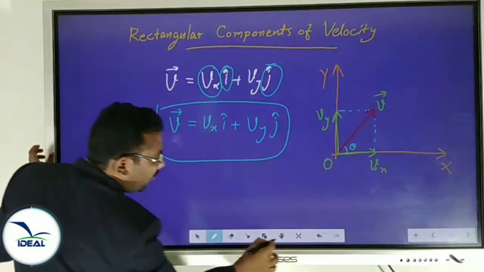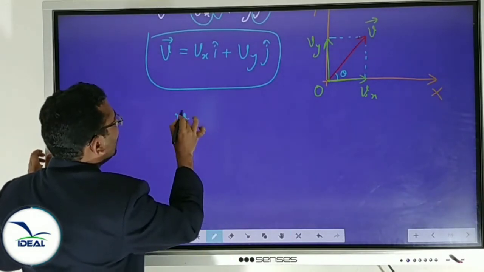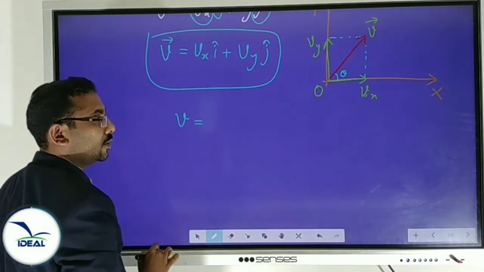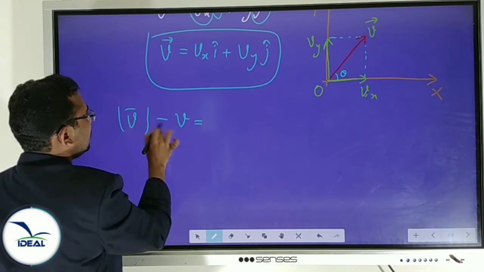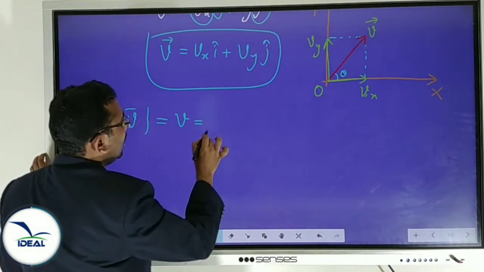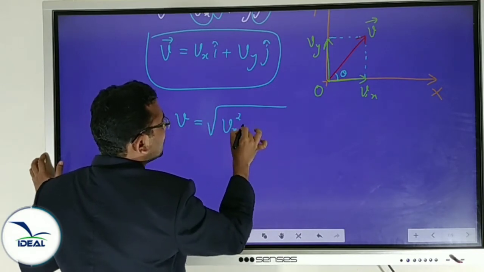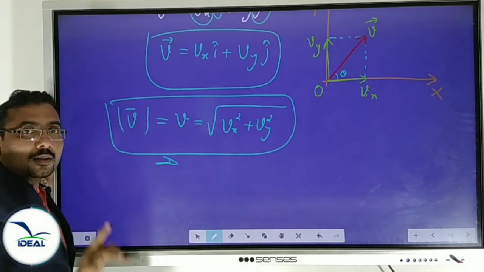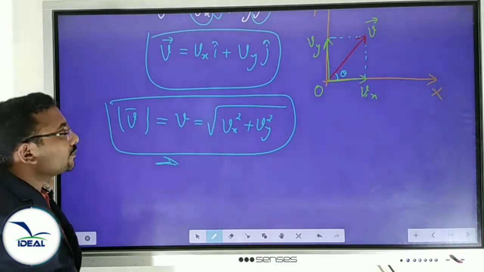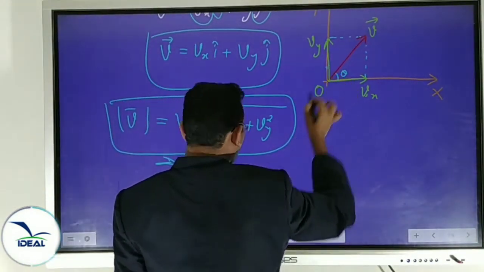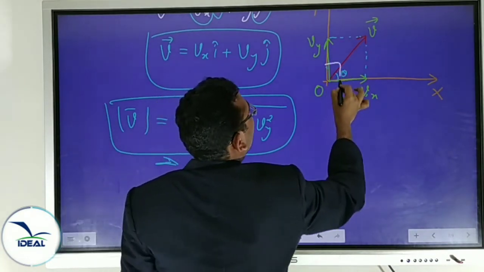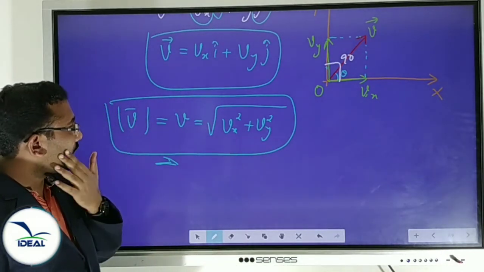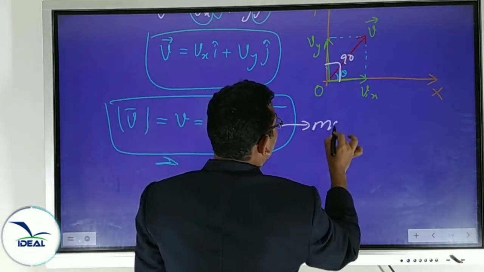Then what is the magnitude of v? We can write simply v, or modulus of v. These are the same. V is equal to root of vx square plus vy square. How do we get this? Using the third case of the analytical method, because vx and vy are at 90 degrees. Therefore, v is equal to root of vx square plus vy square. This is the magnitude of velocity.